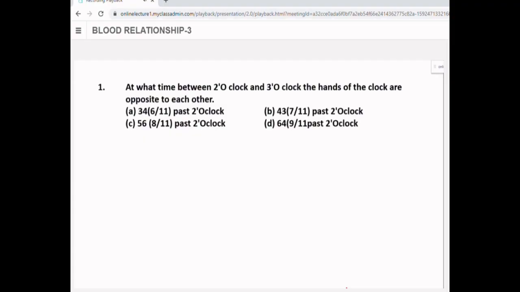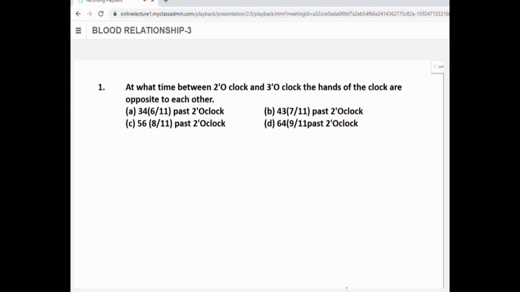Now calculation will come. Say this: at what time between 2 o'clock and 3 o'clock are the hands of the clock opposite to each other? And there are options. First, 34 6/11 past 2 o'clock, means 2 hours 34 and 6 upon 11 minutes. Second, 43 and 7 upon 11 past 2 o'clock. Third, 56 and 8 upon 11 past 2 o'clock. And the fourth, 64 and 9 upon 11 past 2 o'clock. Any guess?